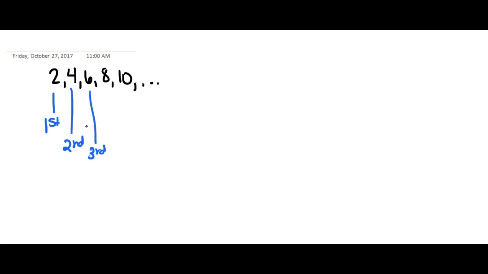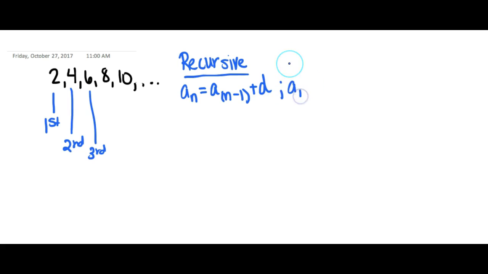Now, there are some really cool ways to find it. There's something called the recursive, and there's something called the explicit. Let's look at the recursive formula first. The way that I like to write this is a sub n equals a sub n minus 1 plus the difference, or minus the difference, and then you just have to state what your first term is. And this is how the recursive formula works.